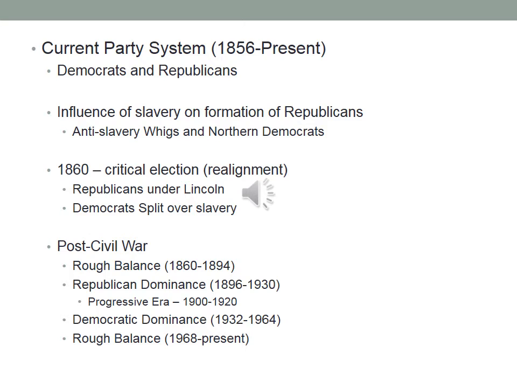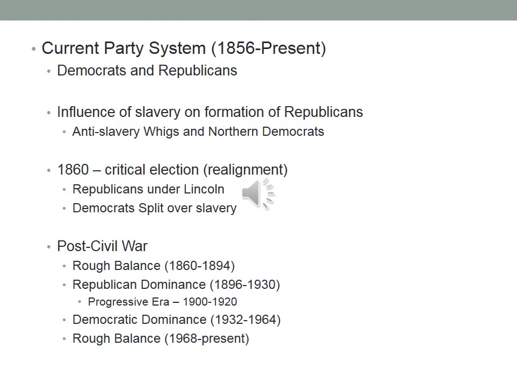But in 1860, this is the pivotal election, the critical election that realigns or resets loyalties within the political parties for the long term. First of all, the Republicans, that anti-expansion of slavery party, they choose Abraham Lincoln, a relatively unknown congressman from Illinois, and they run him because of his success in debating the position of the Republicans on the issue of slavery.